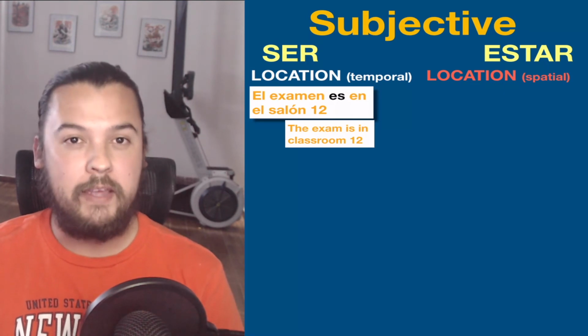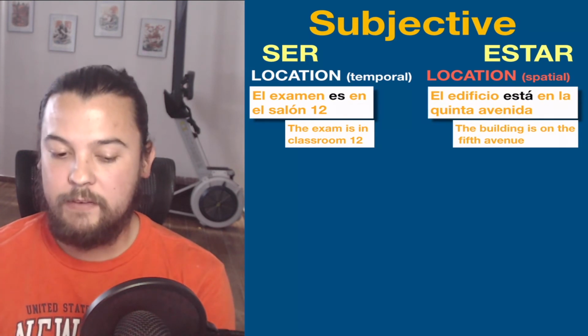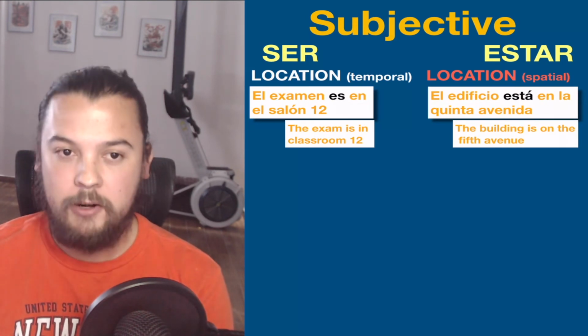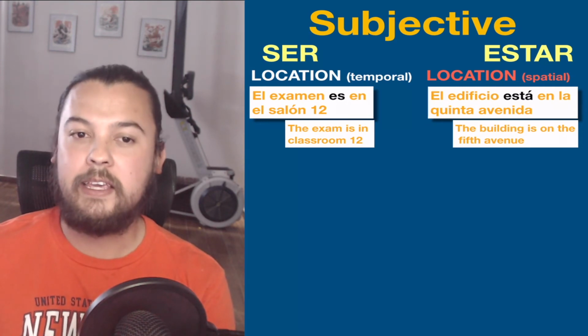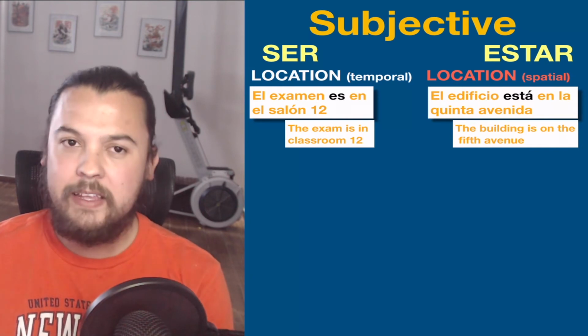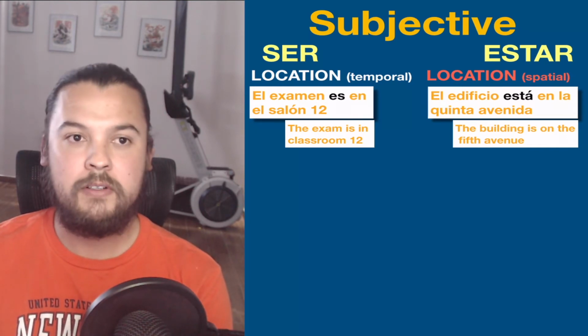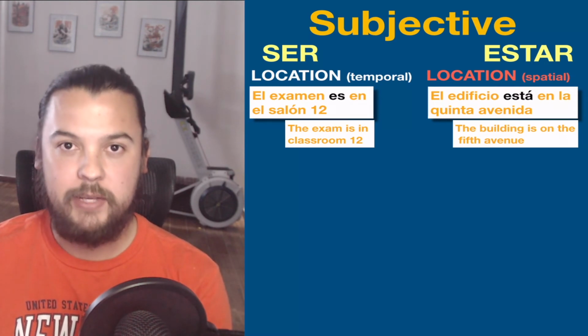When you talk about the exam, a physical paper or a specific object, then you will be using estar. In this example, el edificio está en la Quinta Avenida. The building is on the 5th Avenue. Building cannot be done or performed or taken, but an exam can be taken.